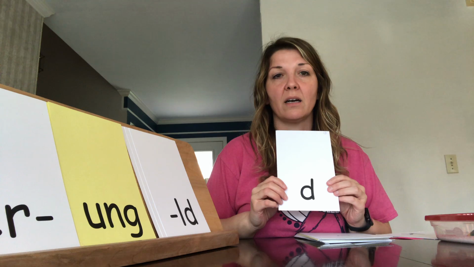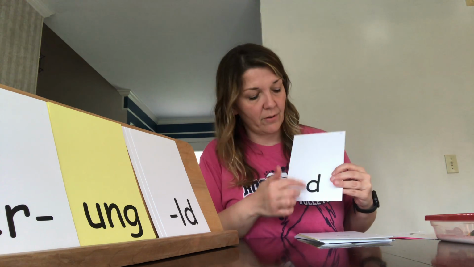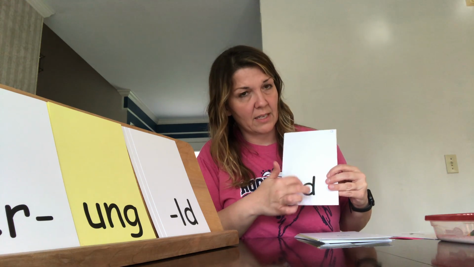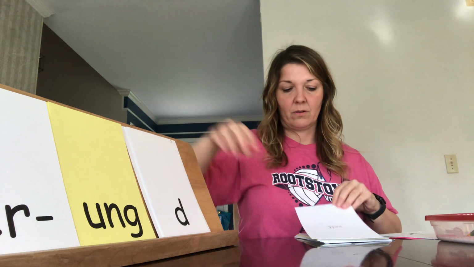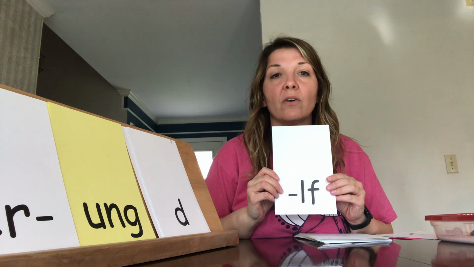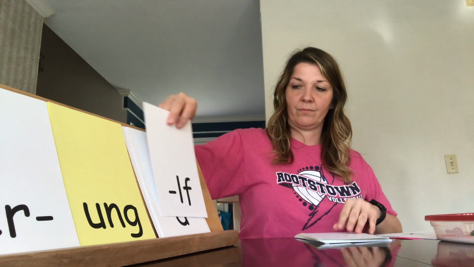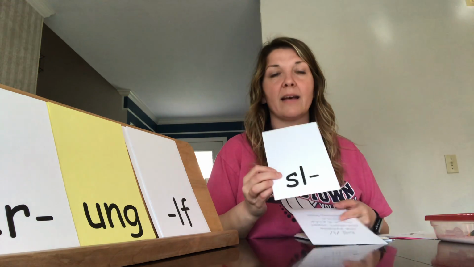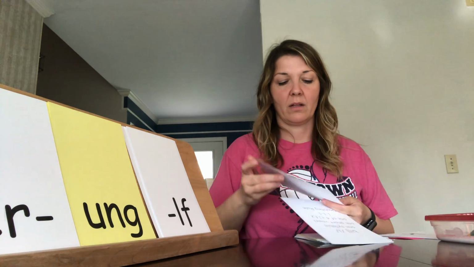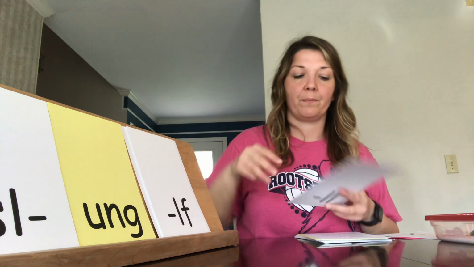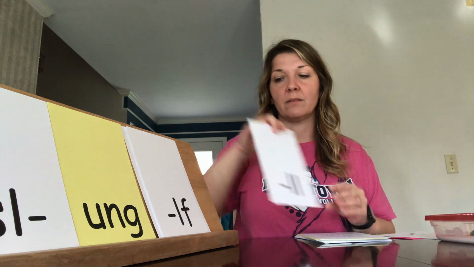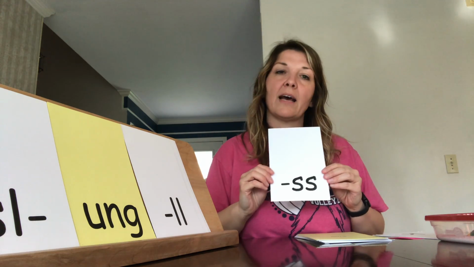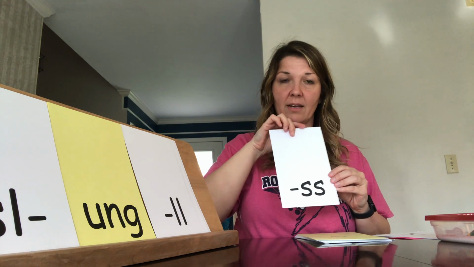D says duh. Remember the little diaper person that I used to draw for you in class? This is his diaper, D, right? The circle's on this side. LF says ulf, like an elf. SL says sl, like slippery, slippery slope. LL says ol, this is always at the end. SS says s, always at the end.